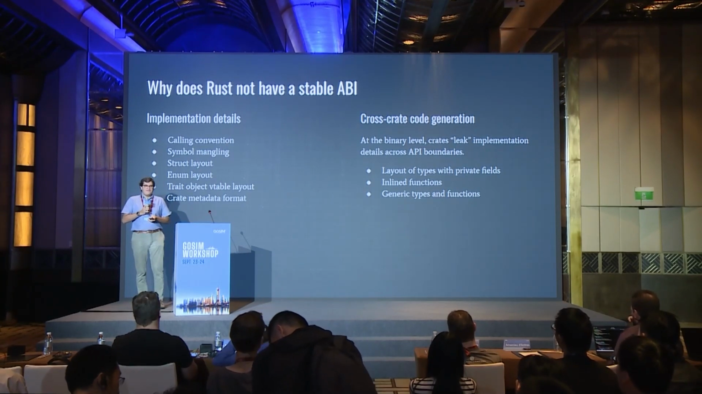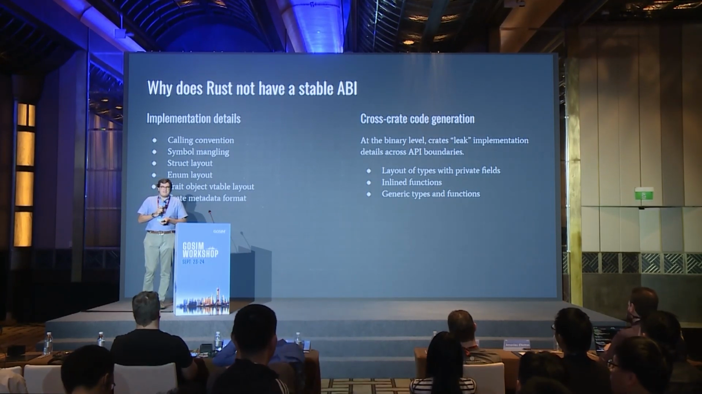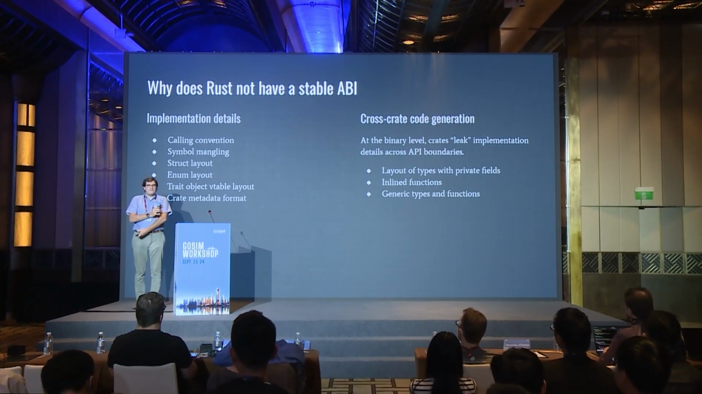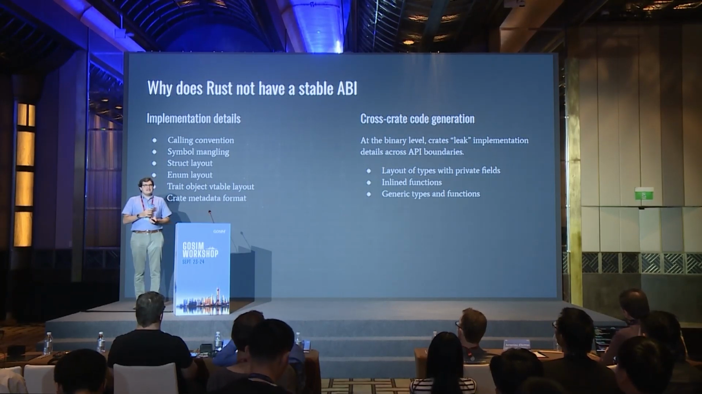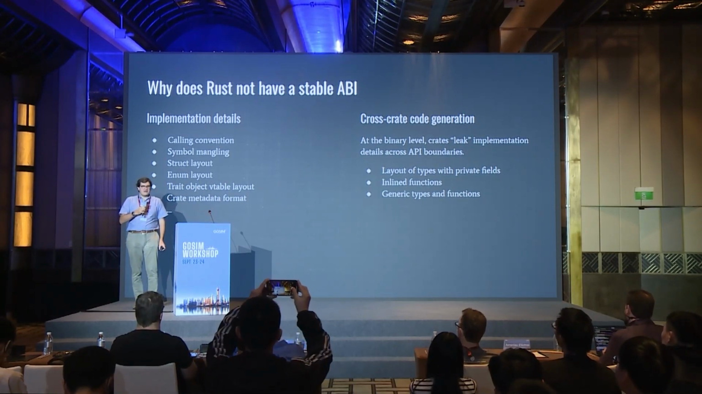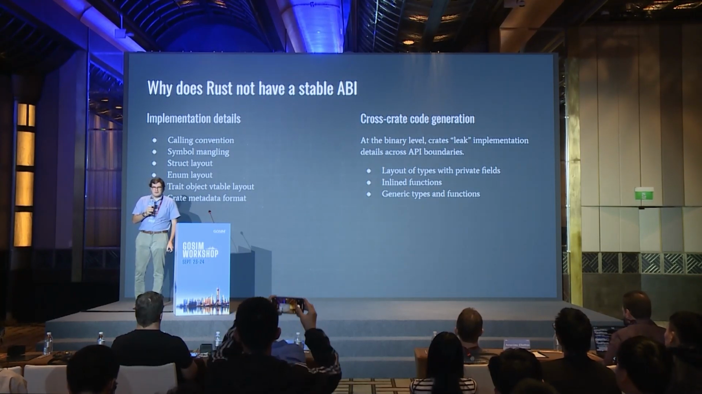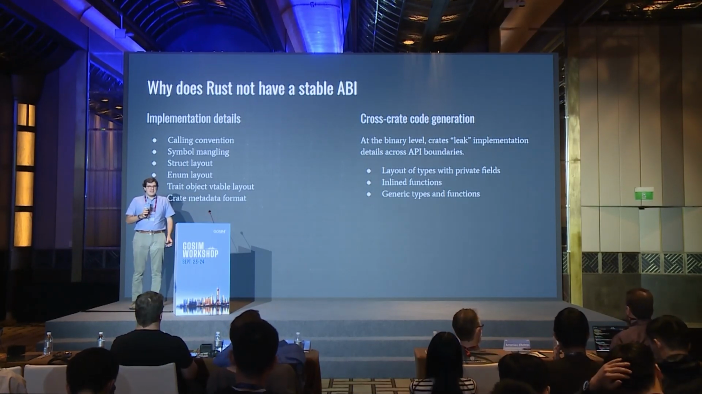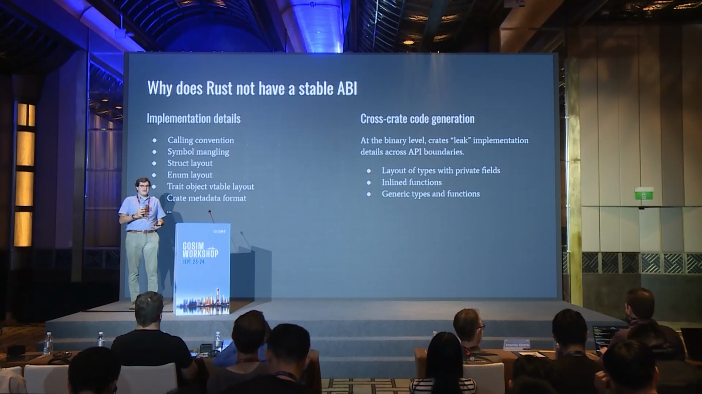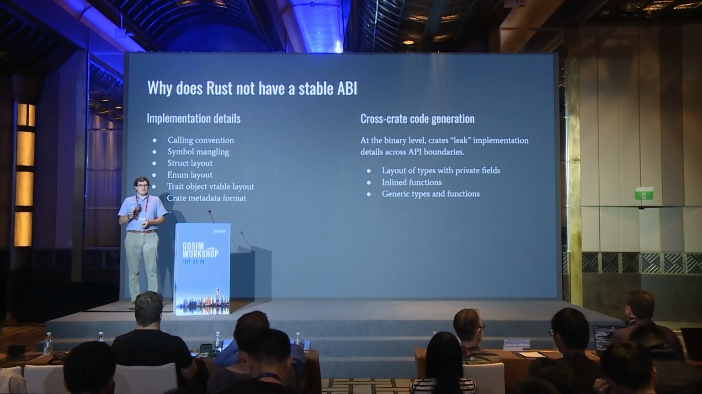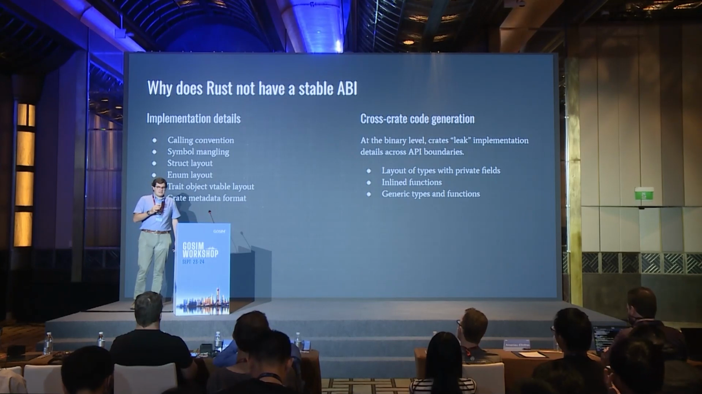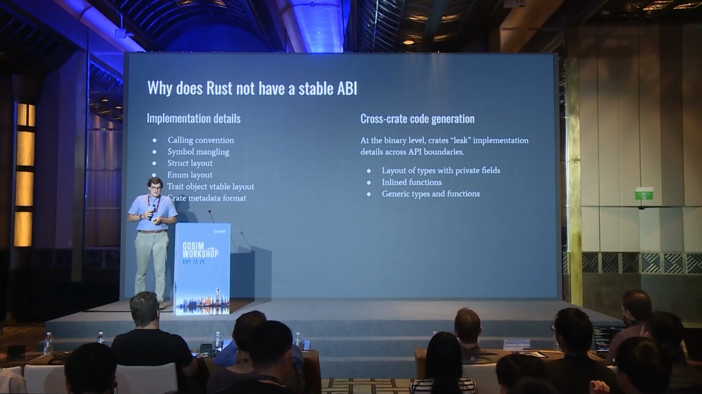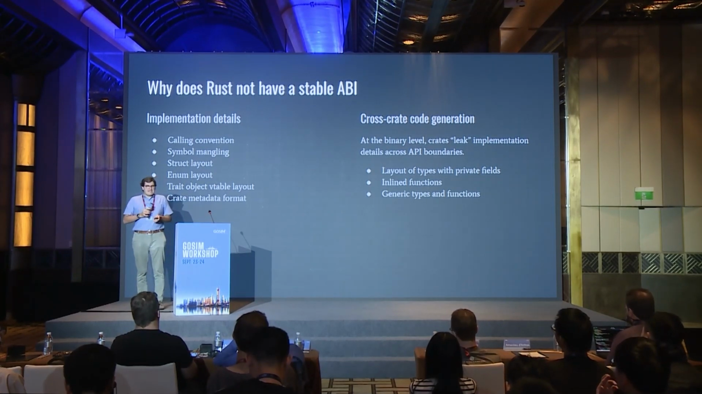The other half of the problem is cross-crate code generation, which means that the compiled code for crates tends to leak private implementation details from one crate to another. For example, the layout of types of private fields, and inline functions cause code defined in one crate to be included in different crates. Generic types and functions have the same problem. So it's a difficult problem.